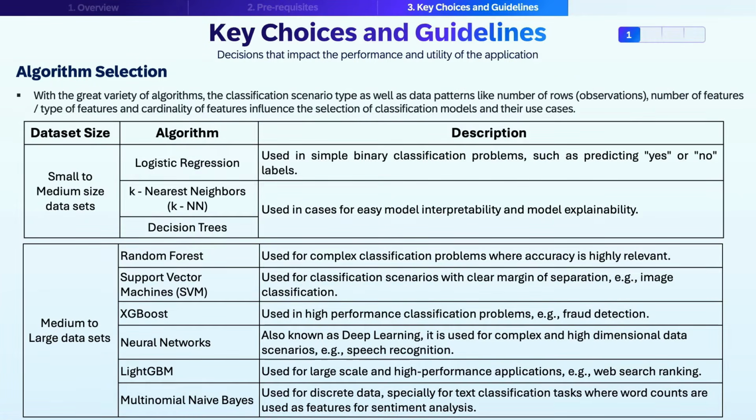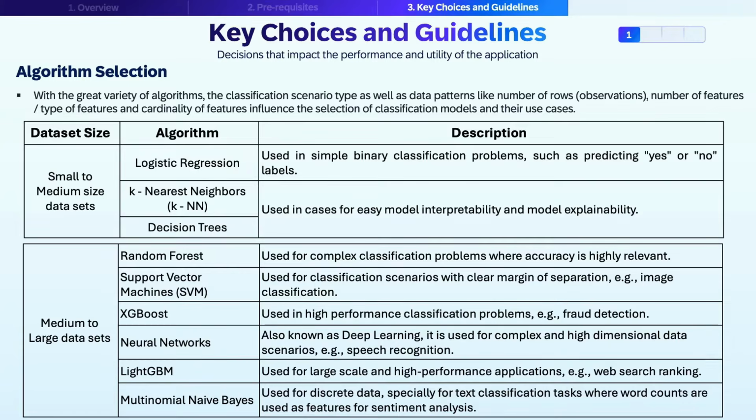Let's discuss key choices that impact the algorithm selection for your classification scenarios. Classification is a fundamental technique in machine learning used to categorize data points into predefined labels based upon their features. It plays a crucial role in various real-world applications, such as predicting whether an employee will churn or remain in the company. The core principles of classification involve supervised learning, where models are trained using labeled data to recognize patterns and make predictions on new unseen data.